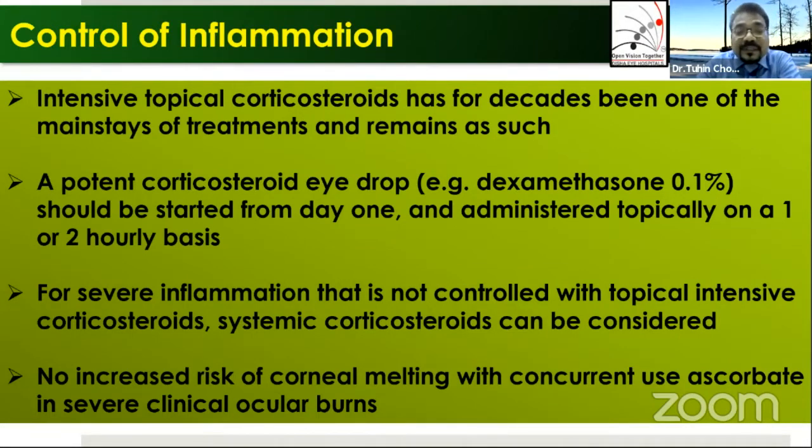For severe inflammation that is not controlled with topical intensive corticosteroids, systemic corticosteroids can also be considered. Suppose patients are having severe scleral ischemia or anything like that, we can even use these systemic corticosteroids. There is no increased risk of corneal melting with concurrent use of ascorbate in severe clinical ocular burns. So if you give topical ascorbate, or even oral ascorbate, vitamin C, then there is very little chance of development of corneal melt.